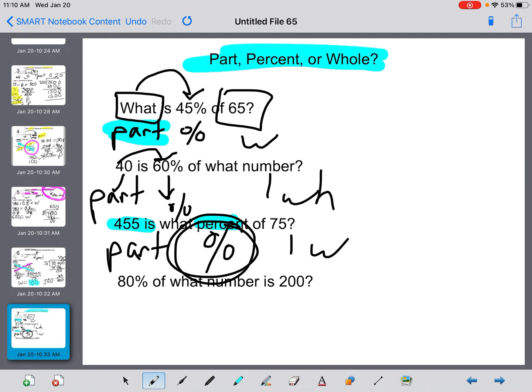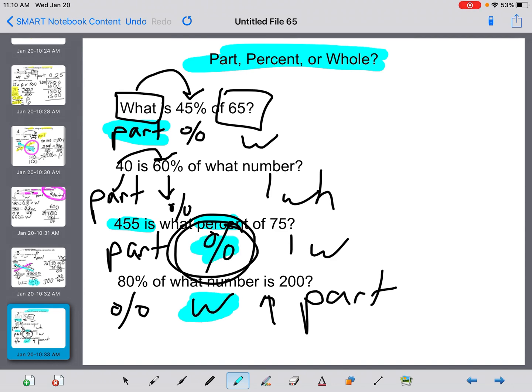All right, last one. 80% of what number is 200? So again, we have my percent, but I need to find the part or the whole. So 80% is, there's my keyword, 200. That means this is my part, and I'm looking for my whole. Okay? So make sure when you're doing your work that you clearly identify in your head which is the part, which is the percent, which is the whole.